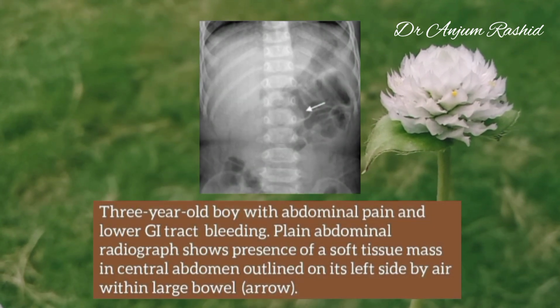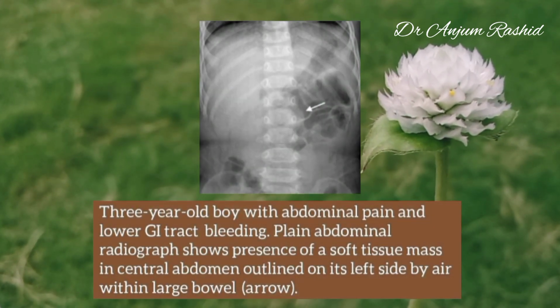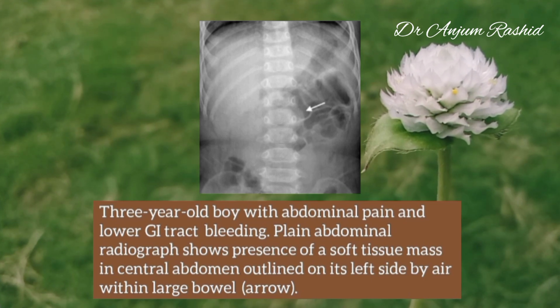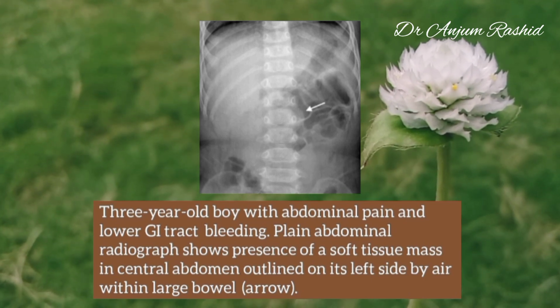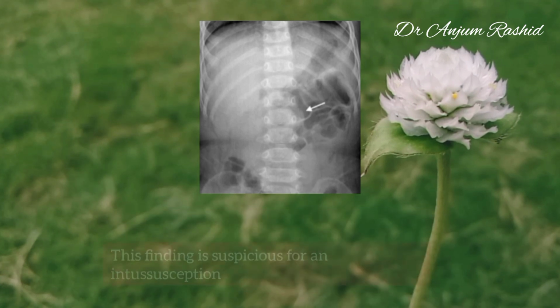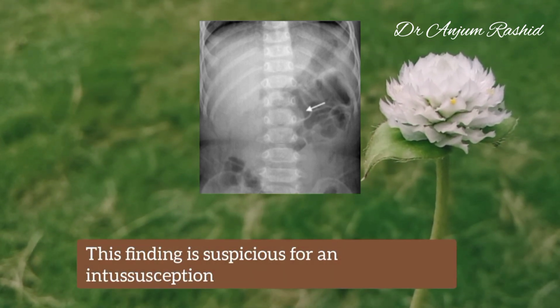Now, 3-year-old boy with abdominal pain and lower GI bleeding. Plain abdominal X-ray shows presence of a soft tissue mass in the central abdomen. This is outlined on the left side by air within the large bowel. This suggests intussusception.